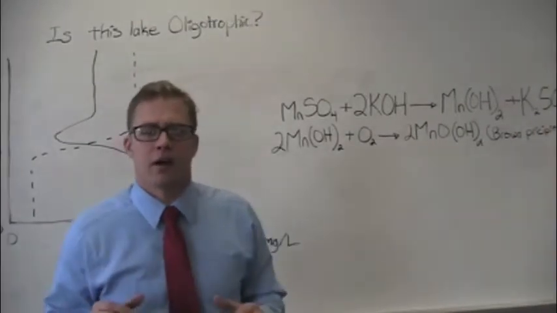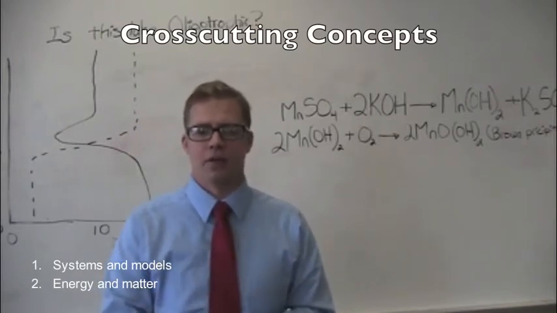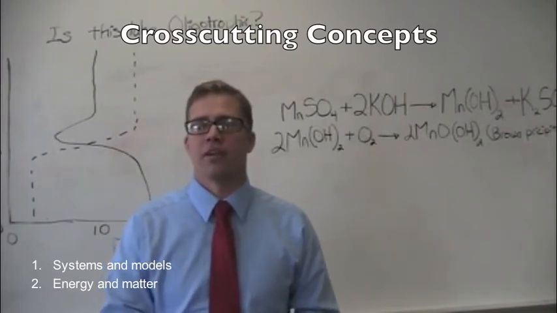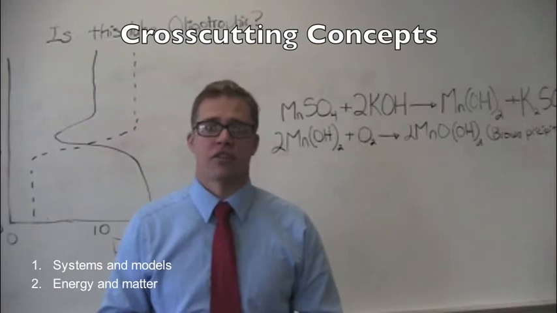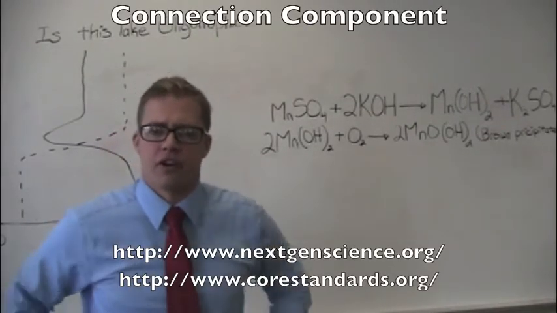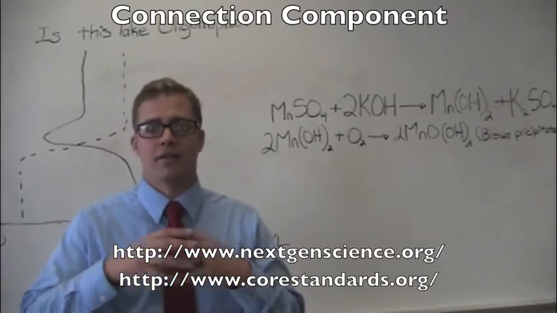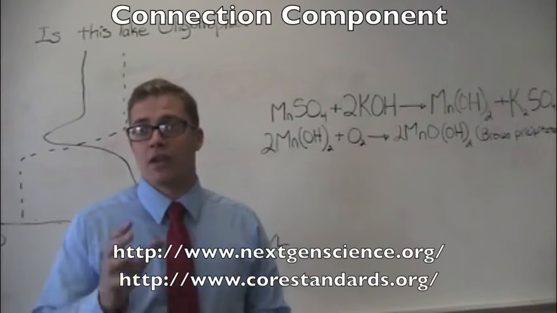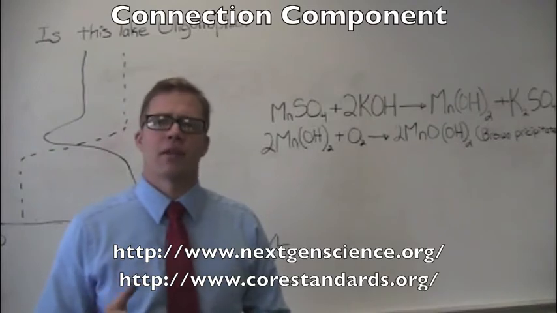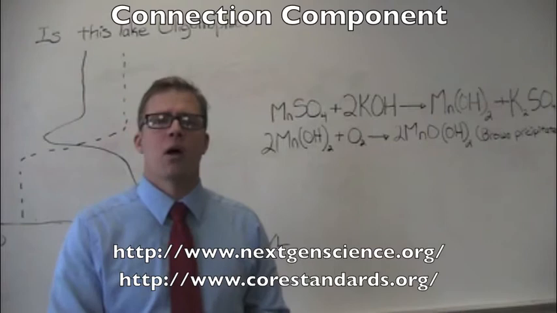Now, finally, I want to talk about the cross-cutting concepts. There's only 2 of them: systems and models, and energy and matter. These cross-cutting concepts would go into other branches of the next generation science standards. Finally, there's the connection component for the next generation science standards. Now, this connects different grades, different disciplines, and they're very extensive. We won't be going into them in this video, but you can find some of the things that you're looking for not only on the Next Generation Science Standard website, but also on the Common Core.